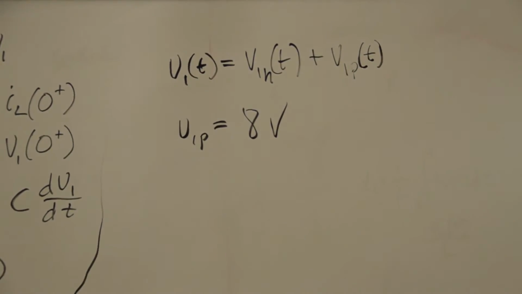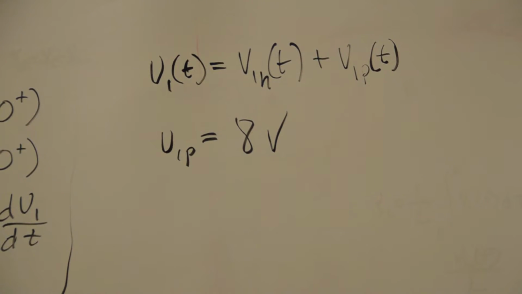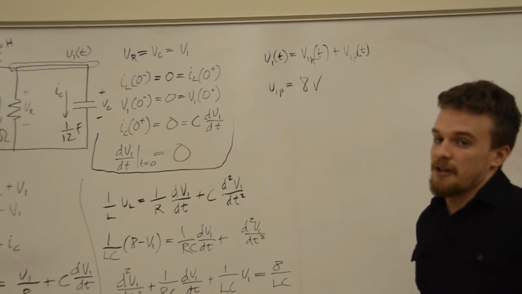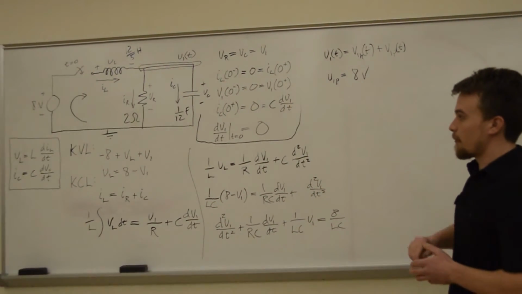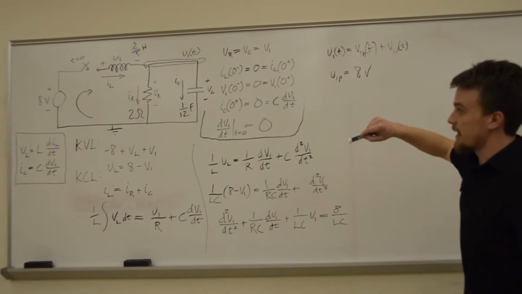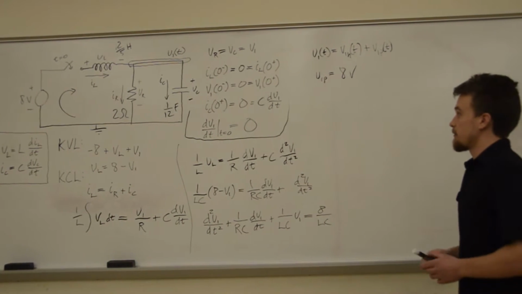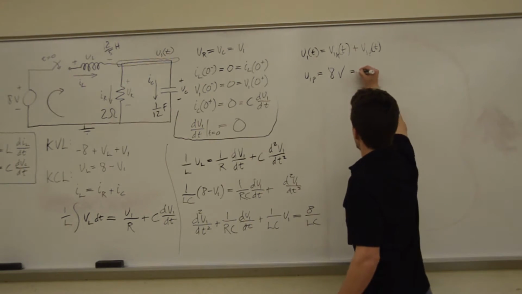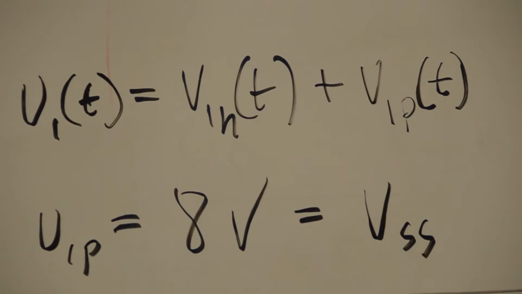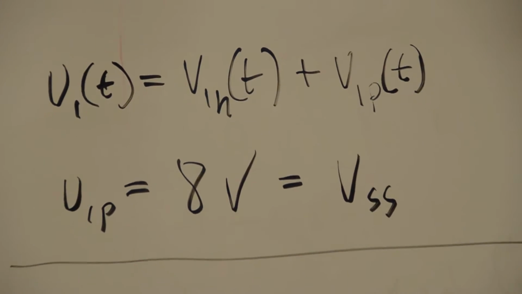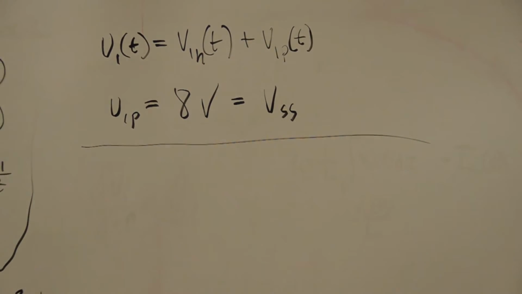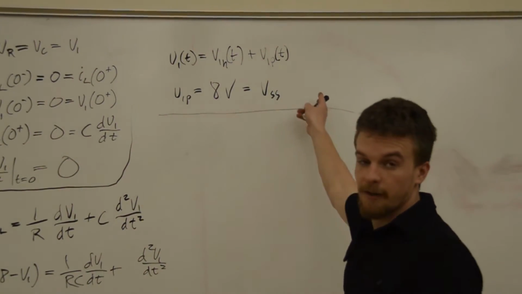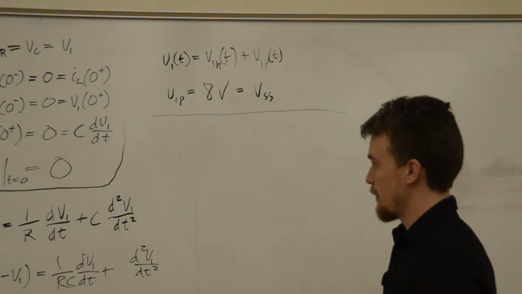Now, another way of getting that would be to see that our source voltage is 8 volts. That just happens to be our source voltage. And once this circuit settles down again, this would be our value. So this is also known as the V steady state. All right, excellent. So we have a particular solution for our differential equation.